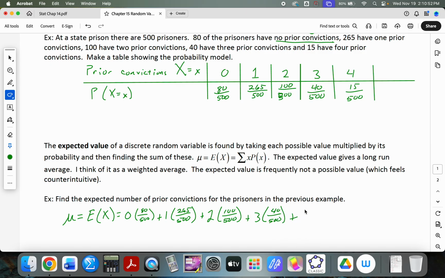Plus 4 times 15 over 500. And if you multiply all this together, you get 1.29.